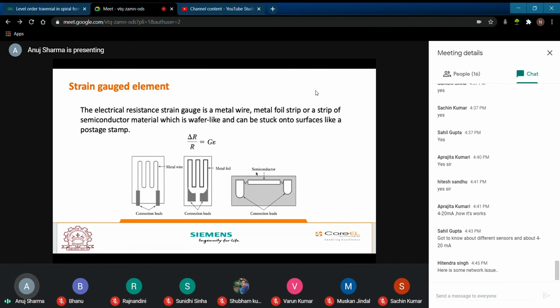Then you have strain gauge. So your delta R by R is proportional to epsilon, which is your strain. The resistance of this material will change because of a particular strain. So through strain, you can calculate the force, you can calculate the metallic properties, you can calculate various things through this principle also.